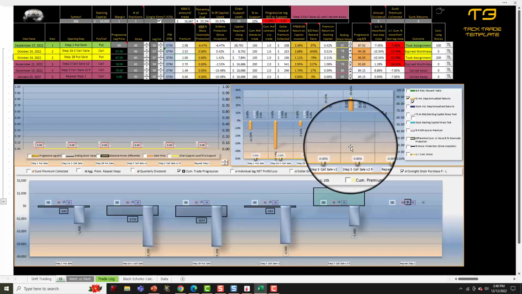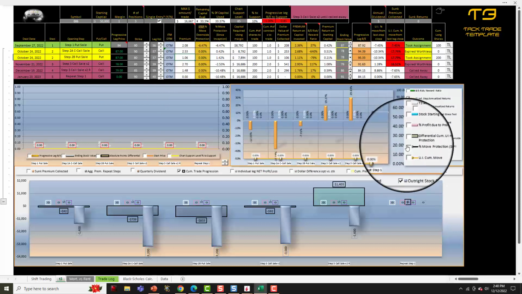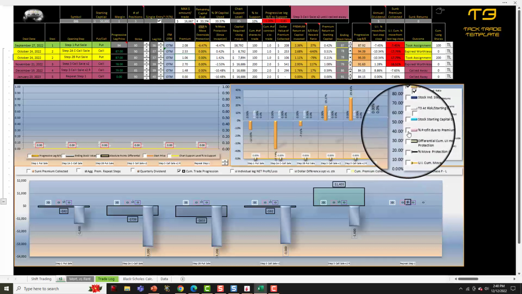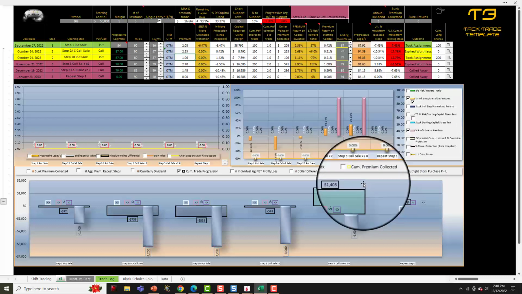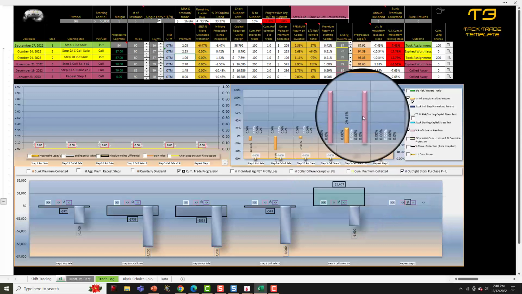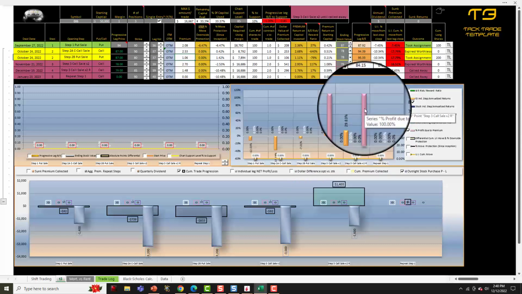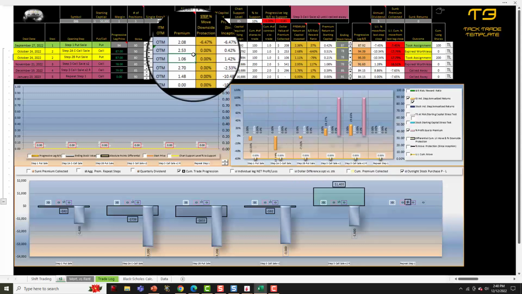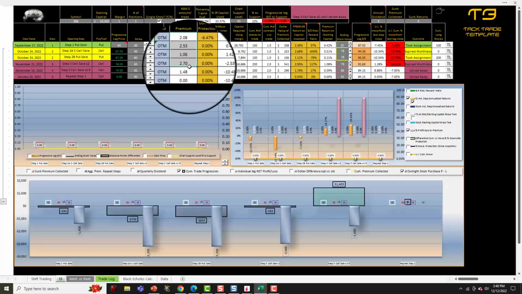So there's a number of other metrics here that are amazing in this application. We can go ahead and turn on percentage profit due to premium. So of the $1,403 profit that was made using the T3, 100% of that was made because of the premiums that were collected right here.